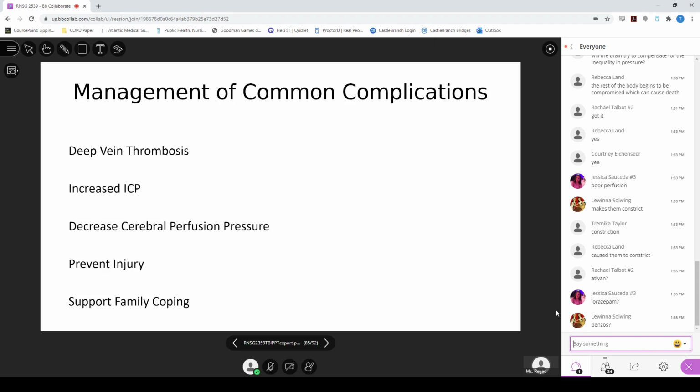And then support family coping. I mean, it's a lot, but give the family accurate, honest information. Make sure that you know their resources for family counseling and group support. You need to determine the family's understanding of the consequences of the client's illness. Make sure they understand written and oral instructions for the patient's care.